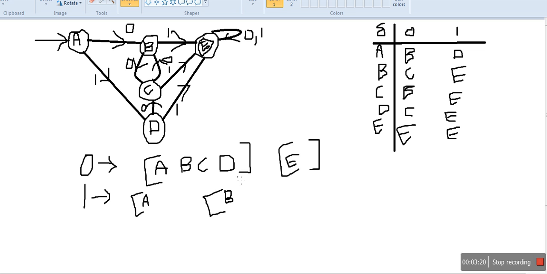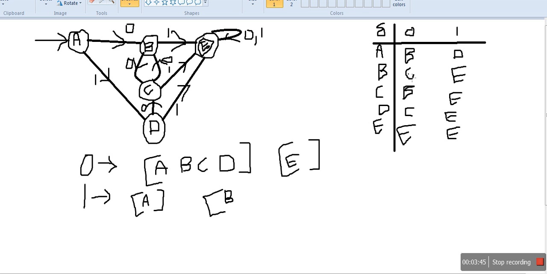Now check A and D. A on 0 goes to B, D on 0 goes to C. B and C are in the same class, so no problem. A on 1 goes to D and D on 1 goes to E. D and E are in different classes, so we will not put it with A. So A remains single.